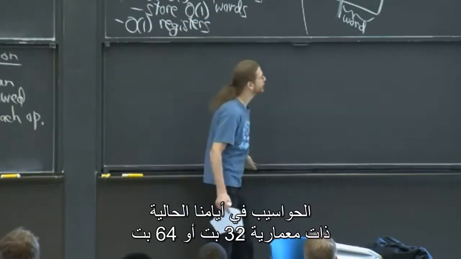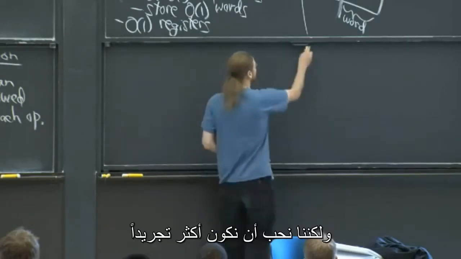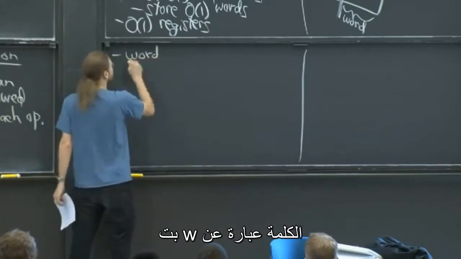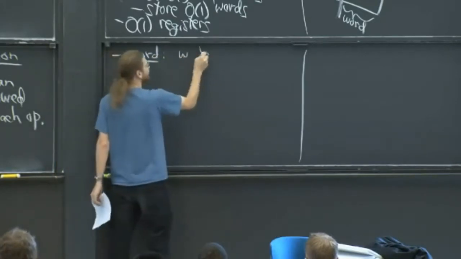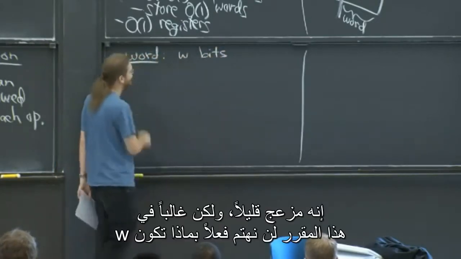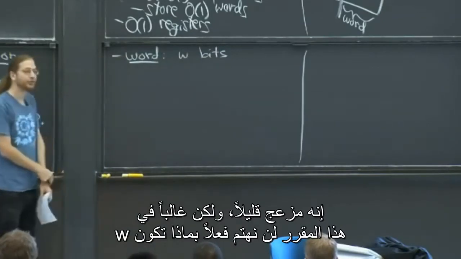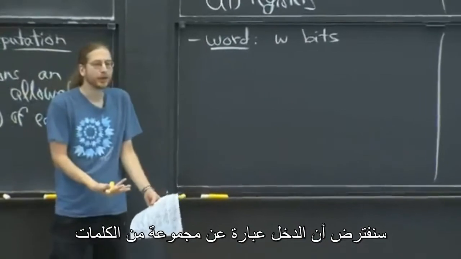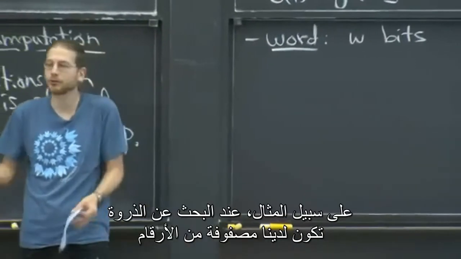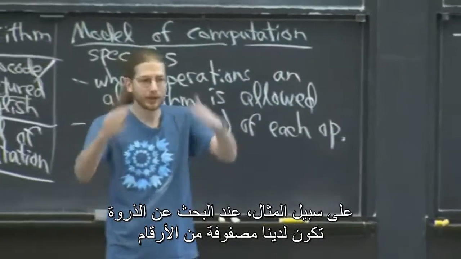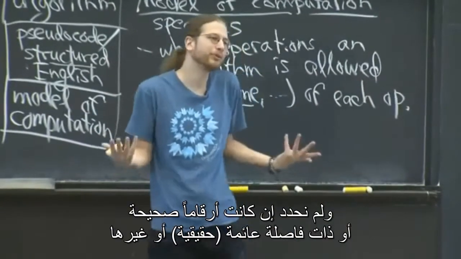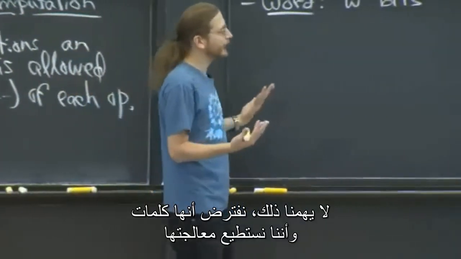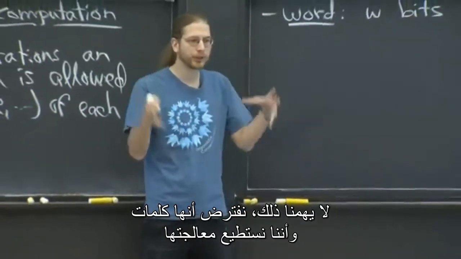Computers these days, it's like 32 bits or 64 bits. But we like to be a little bit more abstract. A word is W bits. It's slightly annoying. And most of this class, we won't really worry about what W is. We'll assume that we're given as input a bunch of things which are words. So for example, peak finding, we're given a matrix of numbers. We didn't really say whether they're integers or floats or what. We don't worry about that. We just think of them as words, and we assume that we can manipulate those words.